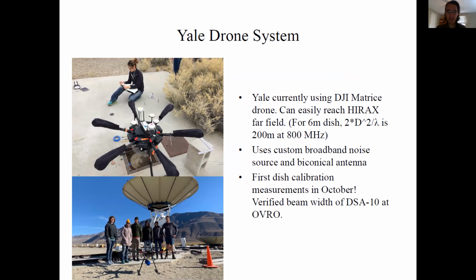So this is some of what I just said. This is the DJI drone, and we're enabled here by the fact that the near field, the far field for HIRAX is quite close. So it's between 1 and 200 meters, depending on the frequency. So the drone can easily achieve the far field, and then it's quite simple mathematically to do the measurements there. And we've actually done our first measurements with this at the DSA-10 array at Owens Valley in California, and then some measurements in March at the BMX telescope at Brookhaven, which I'll show data from.